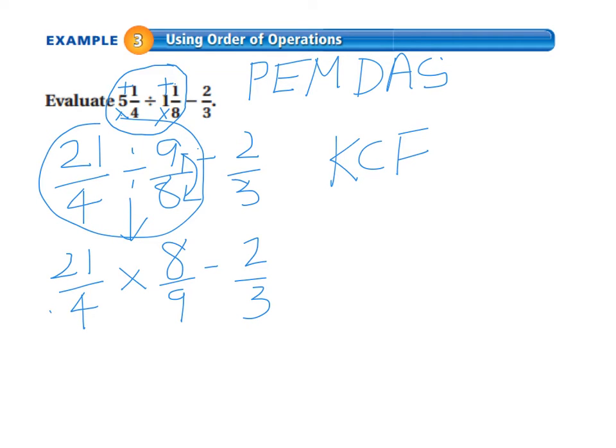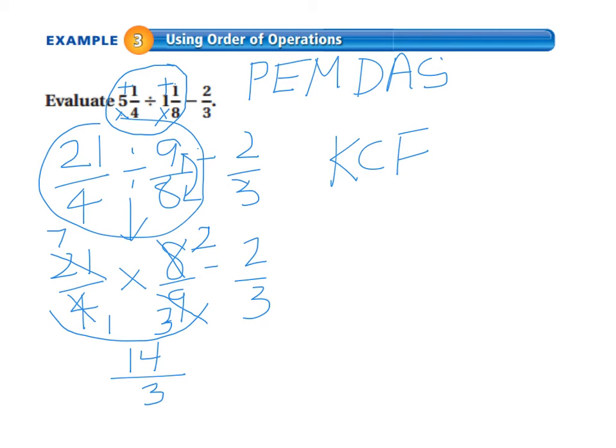I have multiplication here now, and in doing multiplication I first want to take out any common factors. I see a 4 here and an 8 here. Those both have factors of 4, so 4 divided by 4 is 1, and 8 divided by 4 is 2. I also see a 9 and a 21, which both have factors of 3. So I'll take a factor of 3 out of 9, which would leave me with 3, and a 3 out of 21, which would leave me with 7. Now I can multiply these two fractions. 7 times 2 is 14, and 1 times 3 is 3.